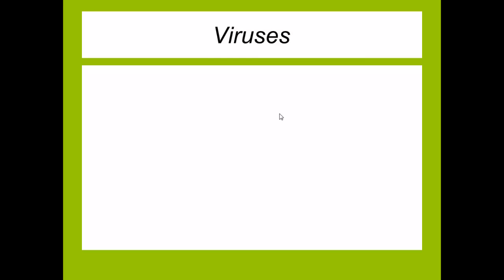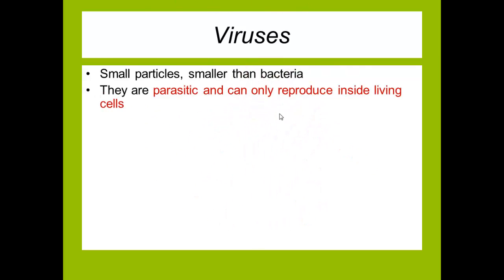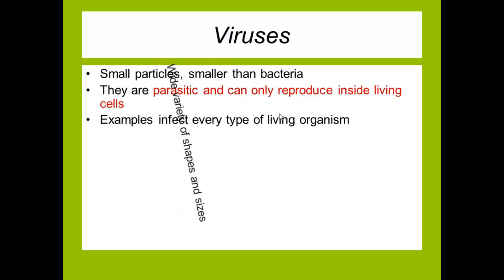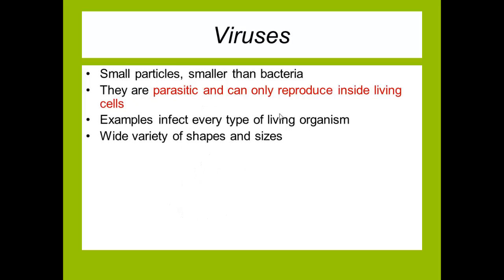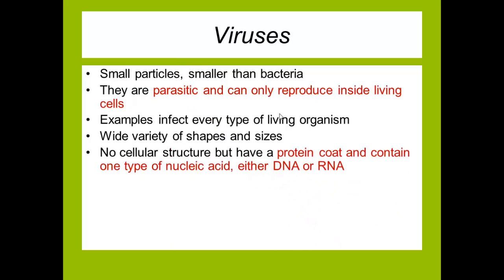Now we get on to viruses. Now, what can we say about these? Well, they're extremely small, much smaller even than bacteria. They are parasitic and only reproduce inside living cells. You have viruses which infect everything. You can find an example which will infect anything you think of, including bacteria. There are plenty of viruses which infect bacteria. Wide variety of shapes and sizes. And they don't really have a cellular structure. Very simply, they're just a bit of DNA or a bit of RNA, which is very similar to DNA, wrapped up in protein. That's it.